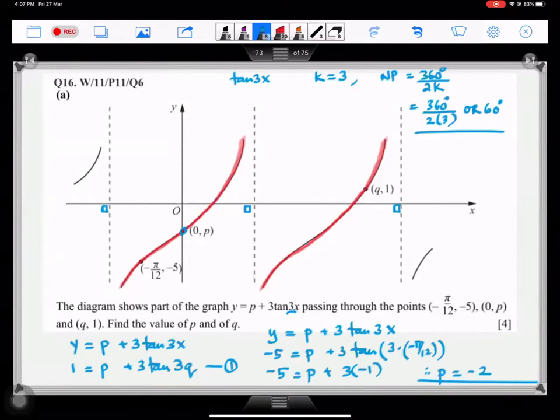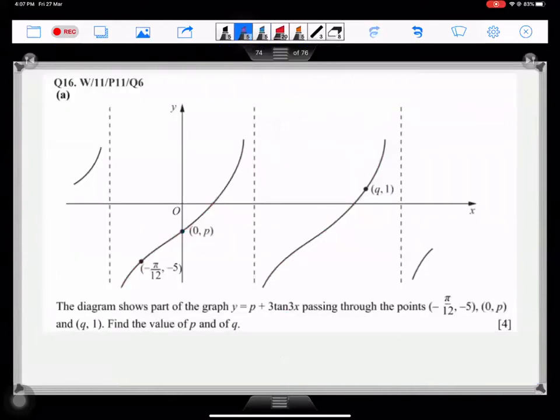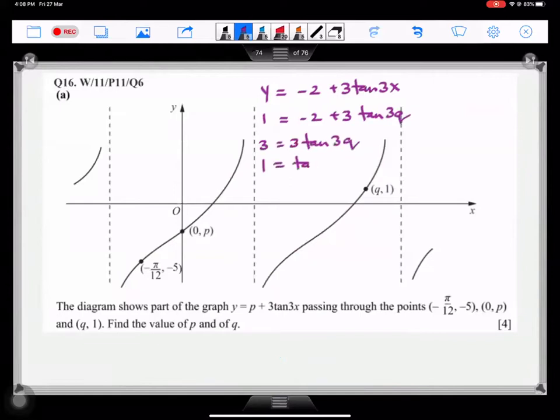What is the last part? The last part is solving for q. So now I have y is equal to minus 2 plus 3 tangent 3x, and q comma 1. So q is the angle, correct? And y is 1. So this is 1 equals minus 2 plus 3 tangent 3q. Therefore, minus 3 is equal to 3 tangent 3q. 1 is equal to tangent 3q.